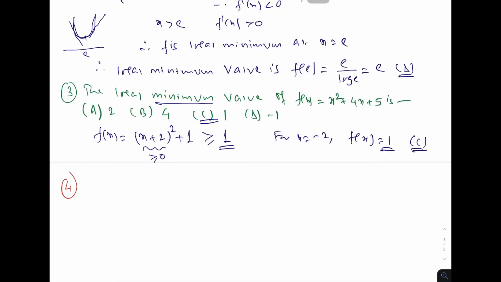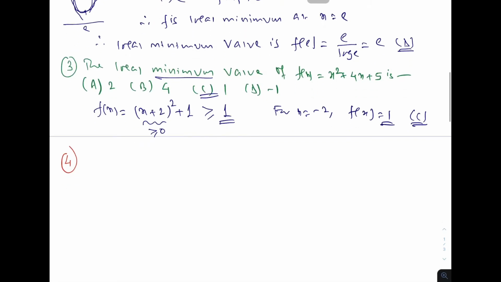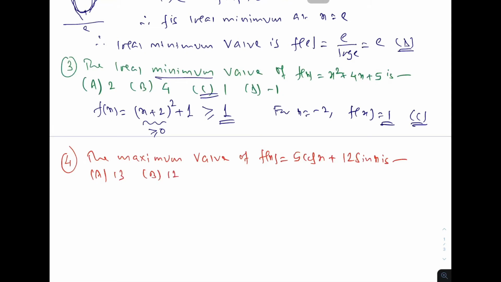Let us take one more. The maximum value of f(x) equal to pi cosine x plus 12 sin x is blank. The options are 13, 12, pi, 17.